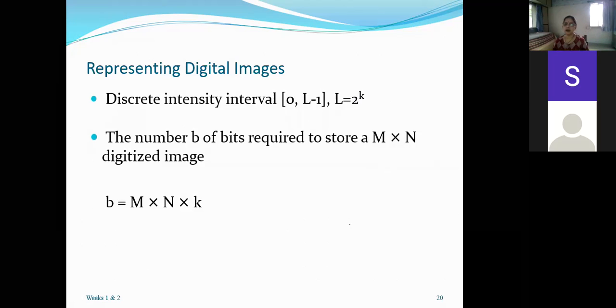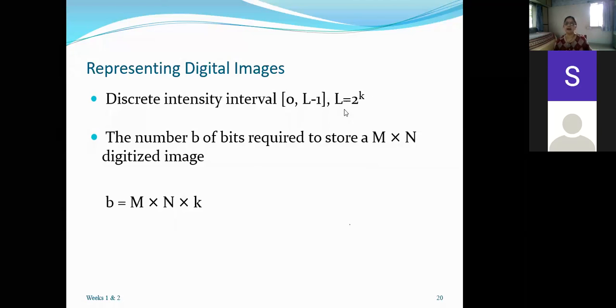Now, if I use only 1 bit for every pixel, in that case 2 raised to 1 means you have only 2 gray levels. And in that case, your bit can take either value 0 or 1. And for these images, we call these images binary images. For binary images, there is only 1 bit per pixel.